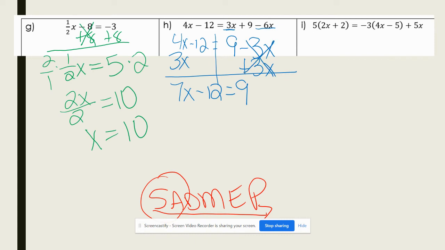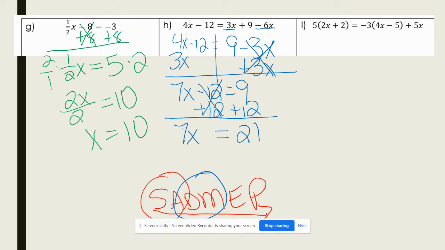Now I'm back to something like what we had for letters F and G. So this looks like letter F actually. Starting down here with backwards operations, subtracting or adding, I'm minusing 12 or subtracting 12. The opposite is to add. We keep our 7x. Negative 12 plus 12 is 0. 9 plus 12 is 21.